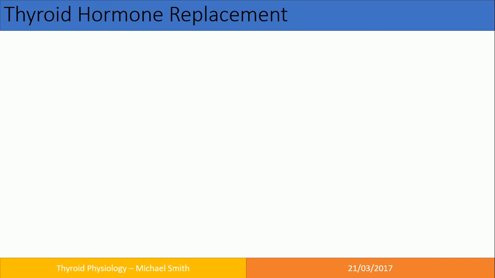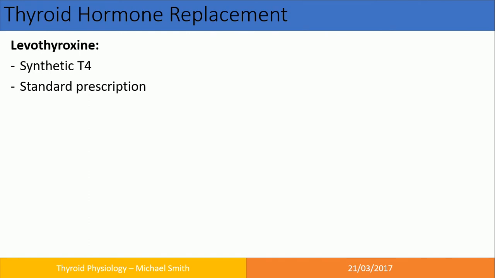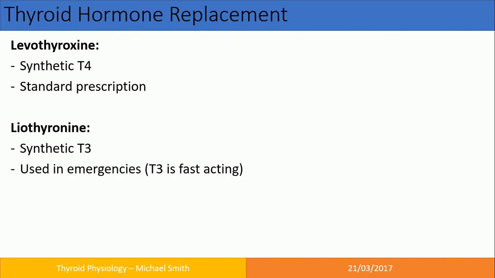If somebody has hypothyroidism, then you can give synthetic thyroid hormones. So we have levothyroxine, which is our synthetic T4. And this is the standard thing that will be given to people with hypothyroidism. Liothyronine is synthetic T3, and as we said, T3 is our fast-acting thyroid hormone. So we'd only give T3 in cases where the thyroid hormone level is so low that it's a medical emergency, as this will help to rapidly increase it, and then you can give long-term levothyroxine to ensure that it doesn't happen again.